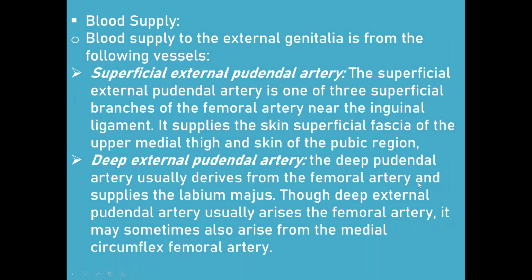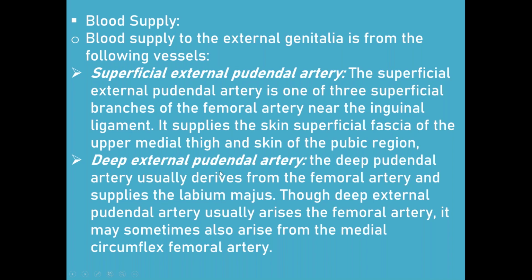So what about the blood supply of the female external genital tract? The blood supply is from the following vessels: the superficial external pudendal artery. This is the first artery. It is one of the three superficial branches of the femoral artery near the inguinal ligament. It supplies the superficial fascia of the upper medial thigh and the skin of the pubic region.